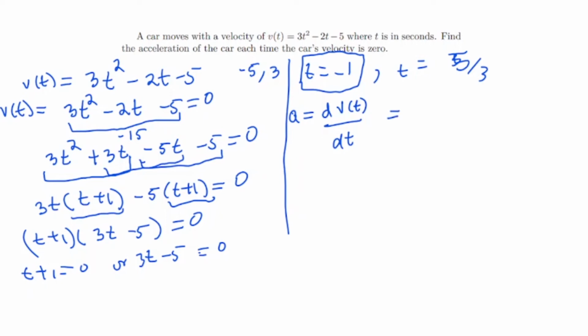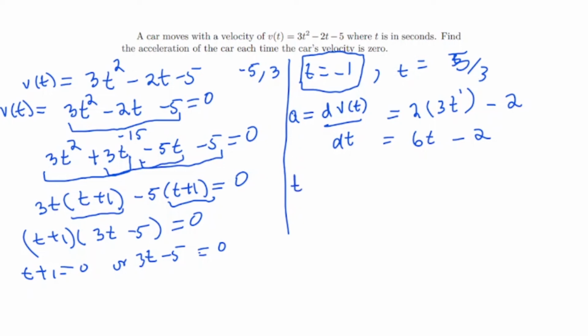And in this case, it's going to be, so we bring down a 2, we do 2 times 3t, and we subtract a 1 from the exponent, so we just have t to the 1. And then the derivative of negative 2t with respect to t is negative 2. So this is just 6t minus 2, which is the formula for the acceleration.